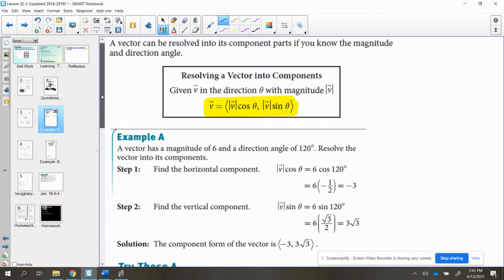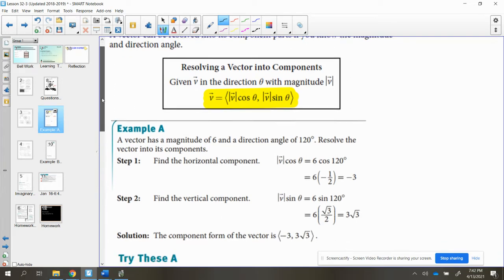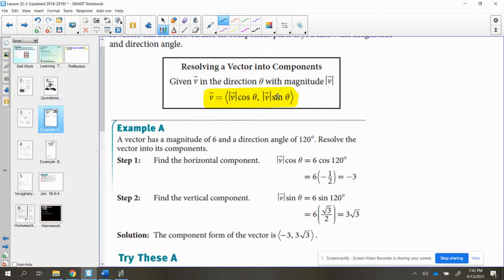Now, when we are resolving a vector into component form given the direction and the magnitude, so going the opposite way, to find our A and B components, it's very similar to when we talked earlier in Unit 5 about polars and finding the x and the y given r and theta. It's that same idea: to find A, you multiply the magnitude by the cosine of the angle, and to get B, you multiply the magnitude by the sine of our angle.